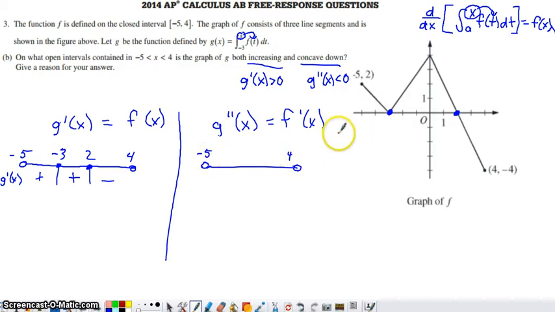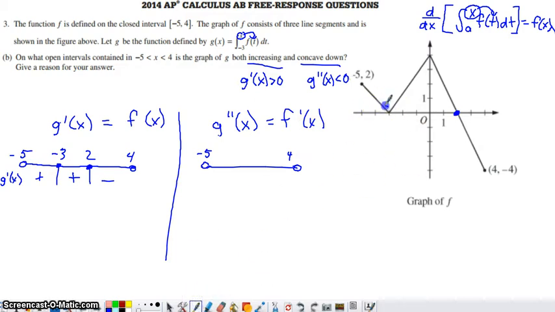Well, f prime, which is equivalent to g double prime, is always either a negative value, the slope of this line is negative, positive slope, and then negative slope. So f prime is never 0. But f prime is undefined twice. F prime is undefined at this location right here.